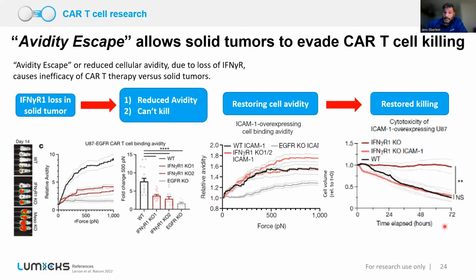restored killing. Now, shown here in cell volume, the interferon gamma receptor 1 knockouts in dark red, the cell volume stays the same, they can't be killed. And now overexpressing ICAM1 in the interferon gamma receptor 1 knockout gives you a phenotype essentially the same as the wild type. So now they can be killed again.